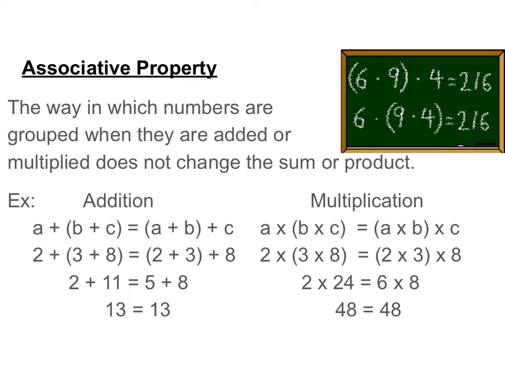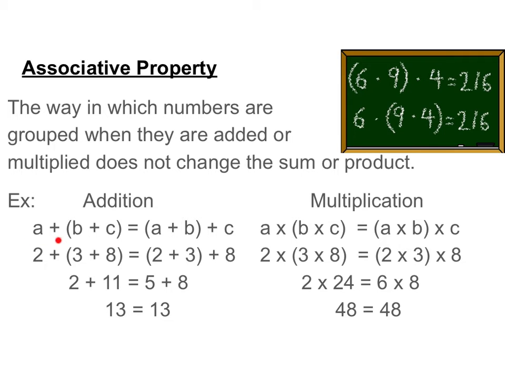Our next property is the associative property. Okay, the way in which the numbers are grouped when they are added or multiplied does not change the product. So in this example, you can see that the grouping has changed here. Okay, it does not change the answer if you're multiplying or adding. So this is the associative property of addition. This is the associative property of multiplication.